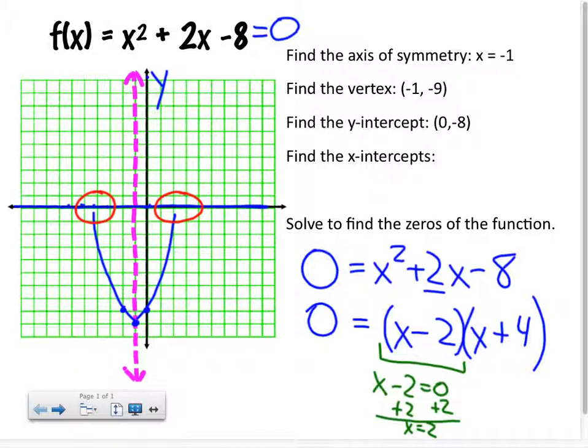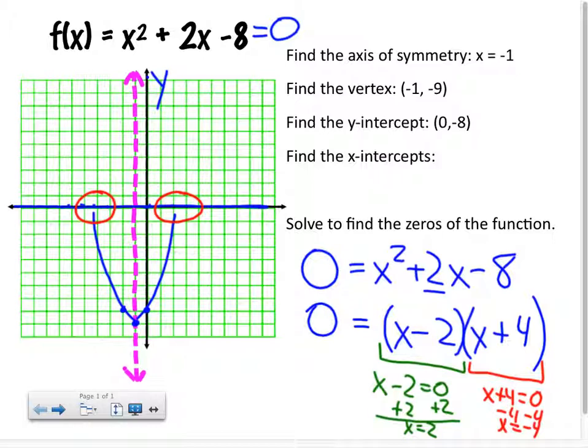Now that works for the first factor. You can do the same exact process for the second one. x plus 4 equals 0. Solve for x, and x equals -4. This means that our x-intercepts are 2 and -4.